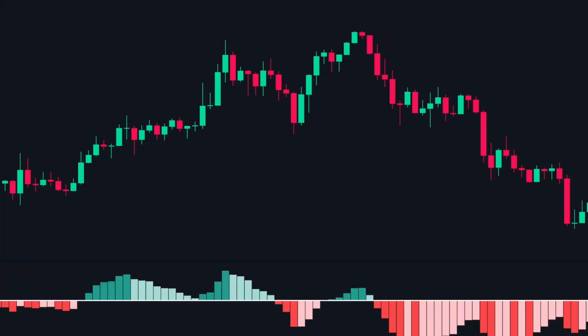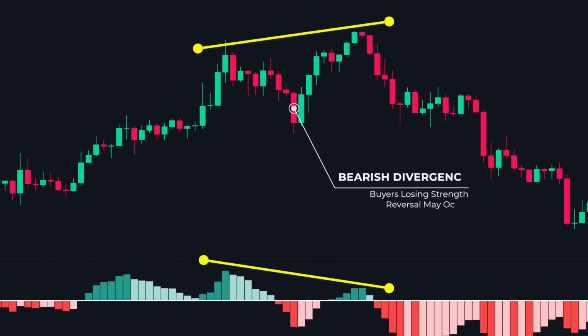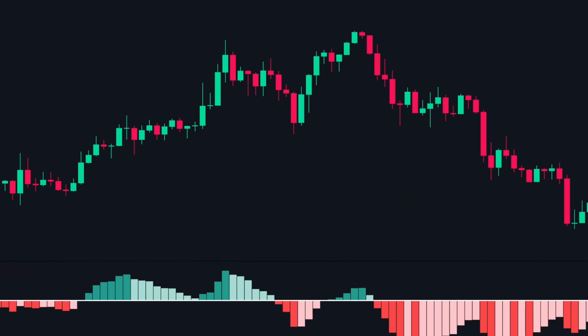Here's an example. Here, the price was initially in an uptrend. The price makes a higher high, but on the MACD, we see lower highs. This is a clear bearish divergence. It is a sign that the buyers are losing momentum and strength. As a consequence, the sellers might jump in and take these prices downwards.